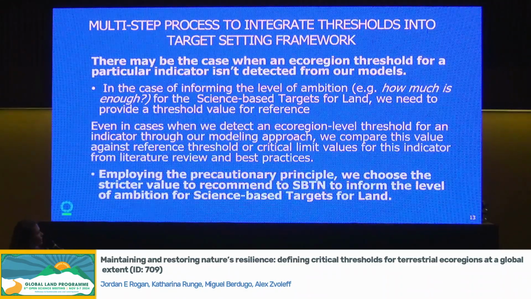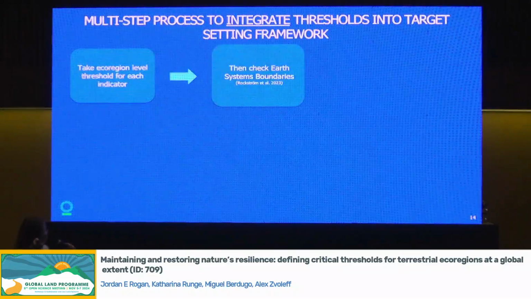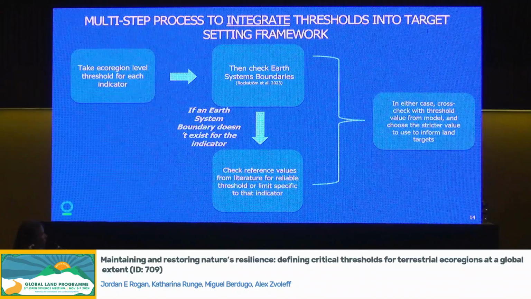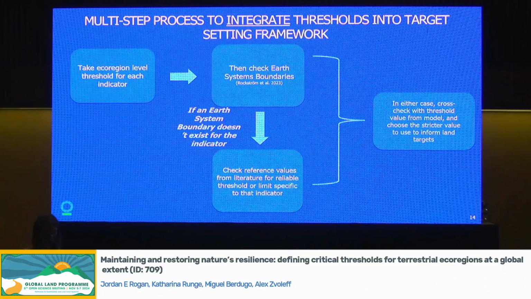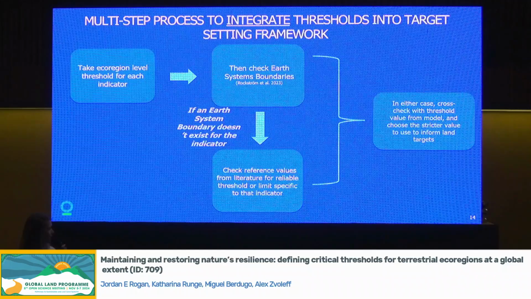So it's a multi-step process to be as robust as possible. There is a process to take the values from our models, cross-check them with reference values from literature, including the Earth system boundaries, and use a precautionary principle, since we are guiding action by companies, to pick a stricter value to ensure that we're thinking of the whole range of the potential limits for these indicators in these systems, because all models have considerations, and there are always uncertainties, and we want to be as thoughtful as possible when we're informing how companies limit their effects on nature.